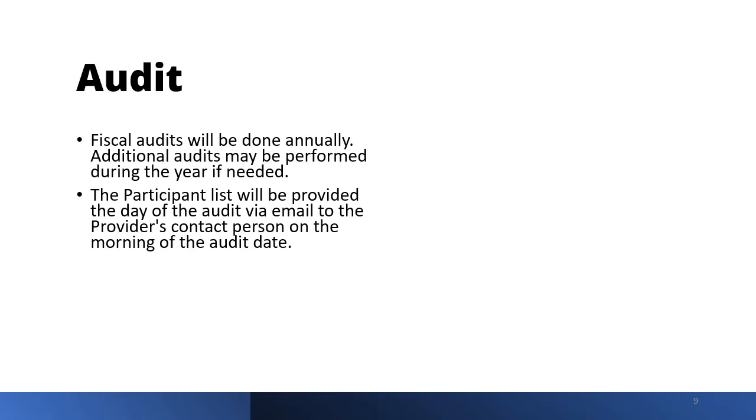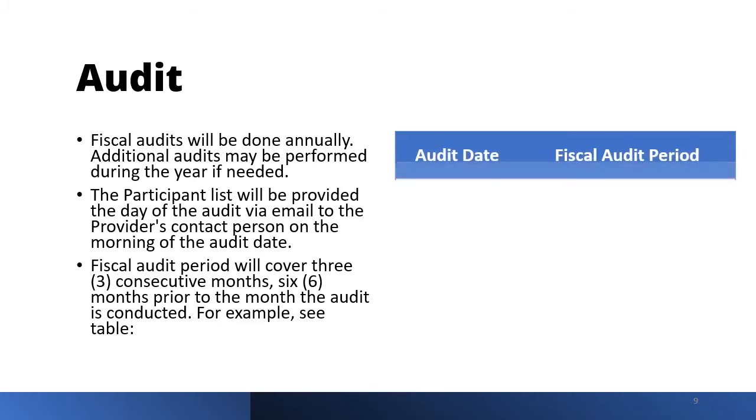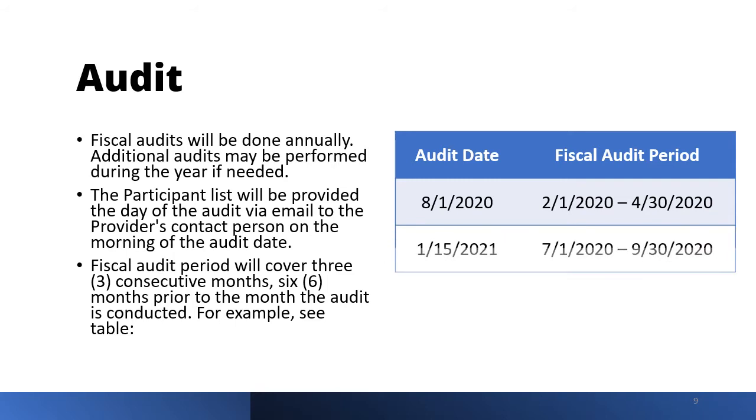The fiscal audit will cover 3 consecutive months, 6 months prior to the month the audit is conducted. For example, if your audit date is scheduled for August 1st, 2020, your audit period will be from February 1st, 2020 to April 30th, 2020. If your audit date is scheduled for January 15th of 2021, your audit period will be from July 1st, 2020 to September 30th, 2020.